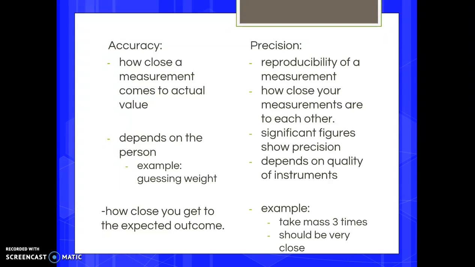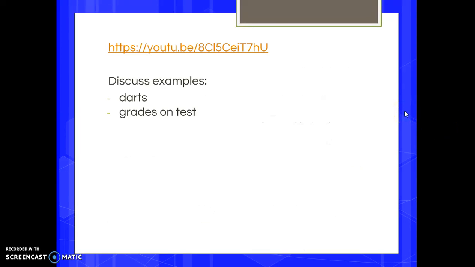For example, my goal might be to get an A on a test. But if I get a C on the first test, a B on the second one, and a C on the third one, I'm pretty precise, but I'm not accurate. So if the numbers or measurements are close to each other, that's precision. If they're close to the actual true value, that's accuracy. So we're going to watch this video in class, and we're also going to discuss darts as well as the grades on test, which I just gave you that example. But we're going to go through an example with darts in class. So we'll watch the video, go through the darts, so leave some space in your notes for this material.